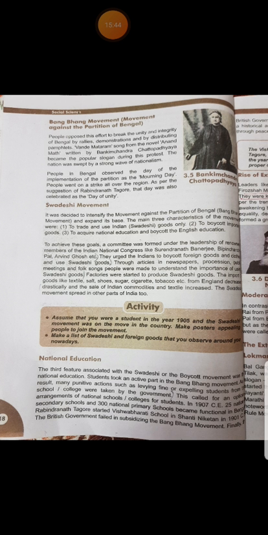Factories were started to produce Swadeshi goods. The import of goods like textile, salt, shoes, sugar, cigarette, tobacco, etc. from England decreased, and drastically the sale of Indian commodities and textile increased.